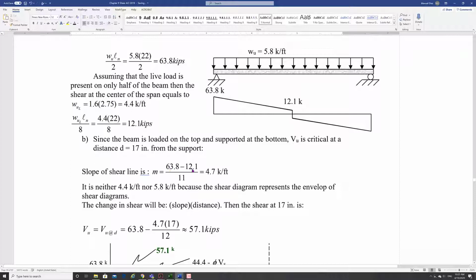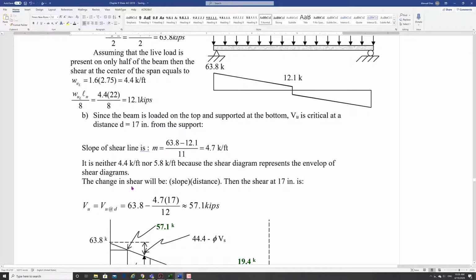So when I do that, to match this slope is equivalent to having a load of 4.7. That's what you really have here. So now, the better way to do this is simply do that. The change in shear will be simply the slope times distance. So now we use the slope times distance to get our value.